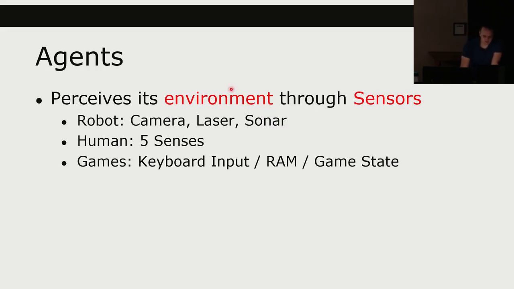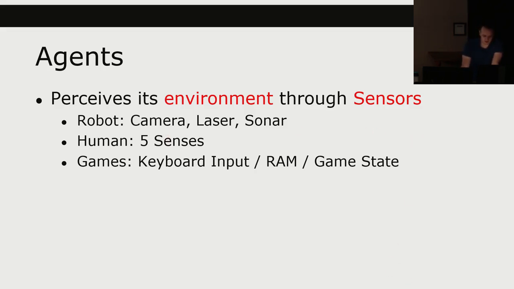So the agent is going to perceive its environment through some sort of sensors. So for example, if you have a robot, maybe you have a camera, you have a laser, you have sonar, some way of detecting how far things are away, etc. Humans, we have our 5 main senses. I can touch the thing. I can shout to say, okay, everybody move, there's a fire or something like that. I can see, etc.